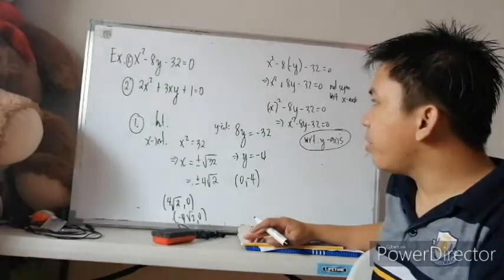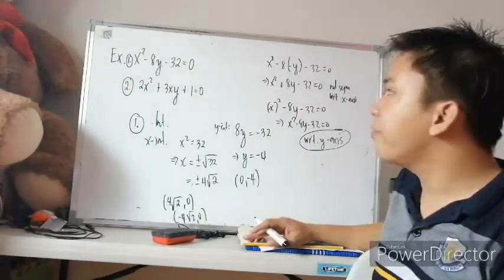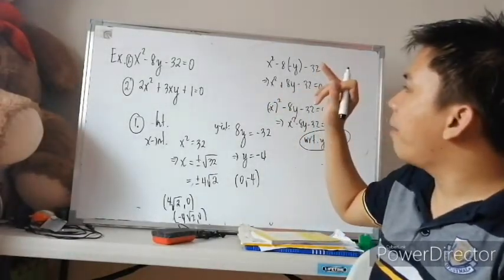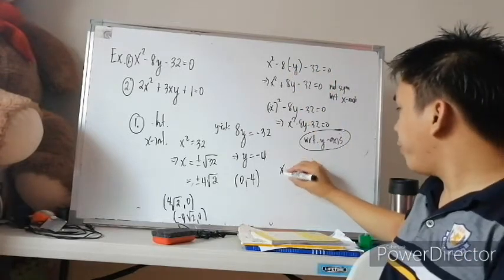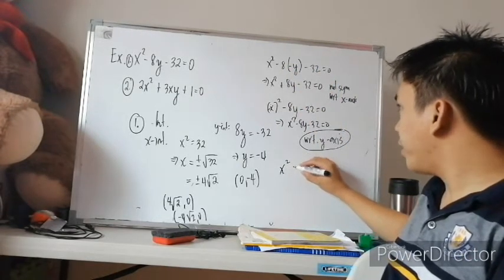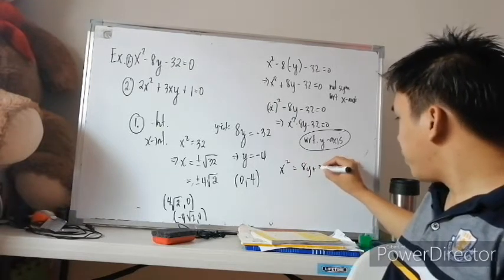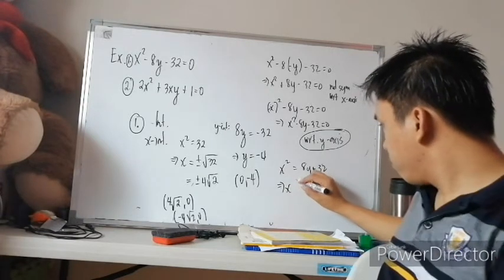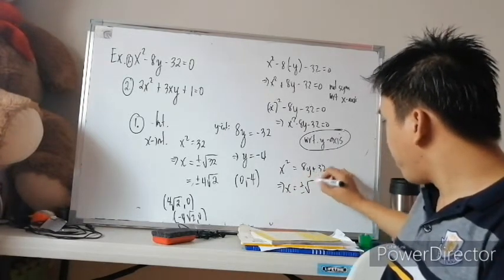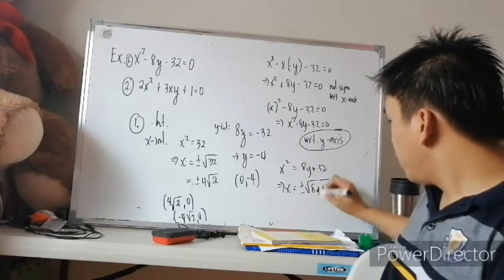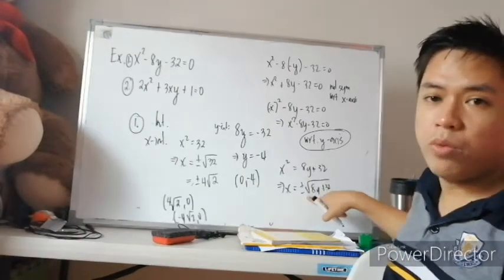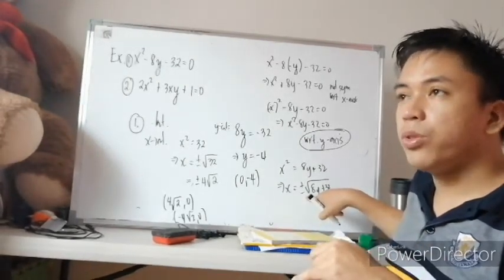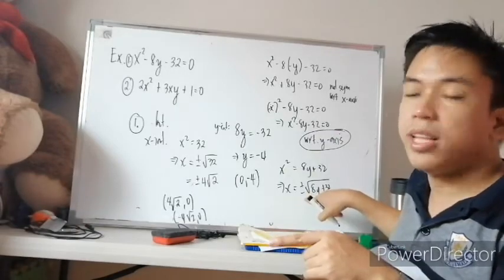So let's check for the asymptotes, the horizontal and the vertical asymptote. Let's check for the horizontal asymptote. Solving for x, we have x squared equals 8y plus 32. You'll get x equals plus or minus square root of 8y plus 32. The denominator of this expression is 1, which is constant. Therefore, you don't have a variable in the denominator, so you will not be able to find the horizontal asymptote.